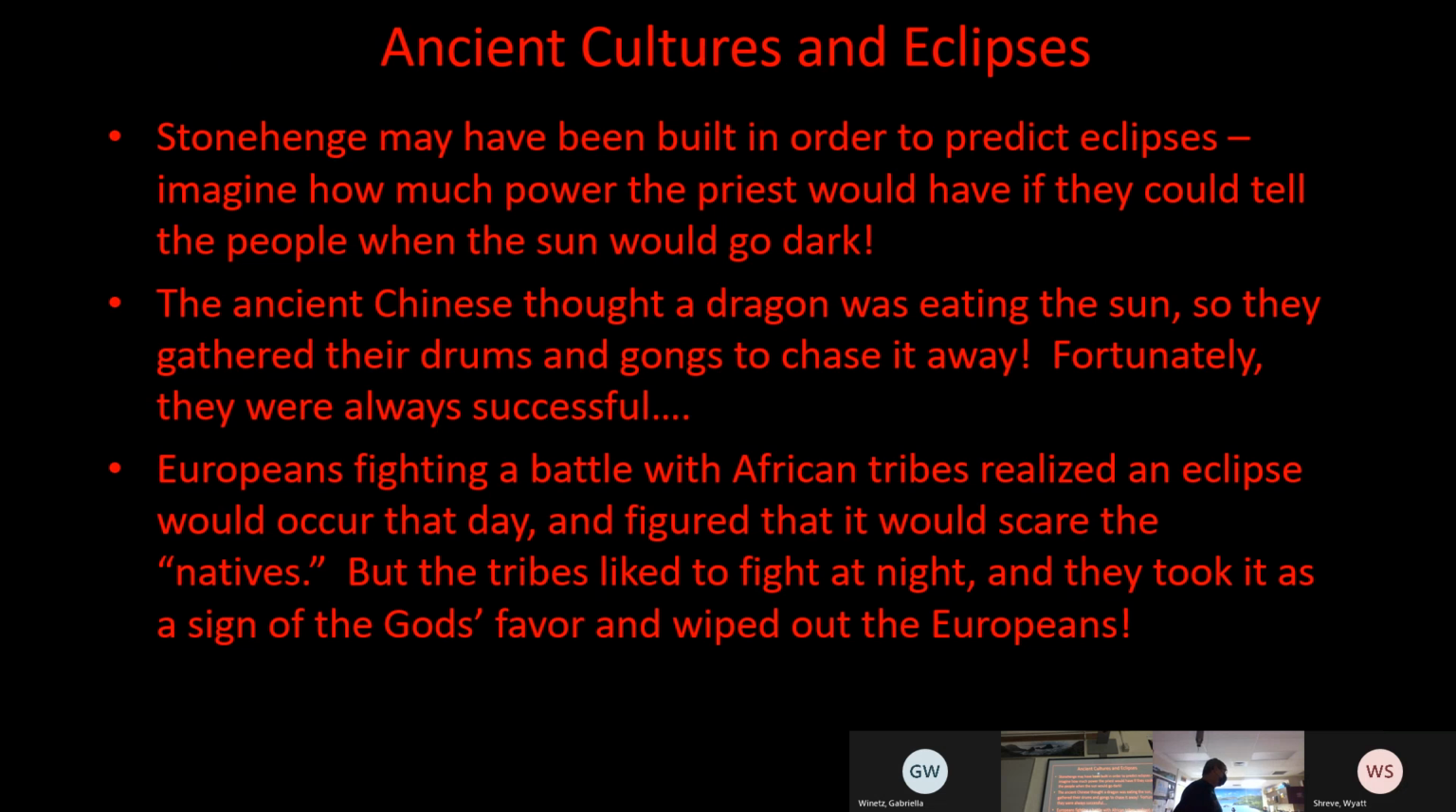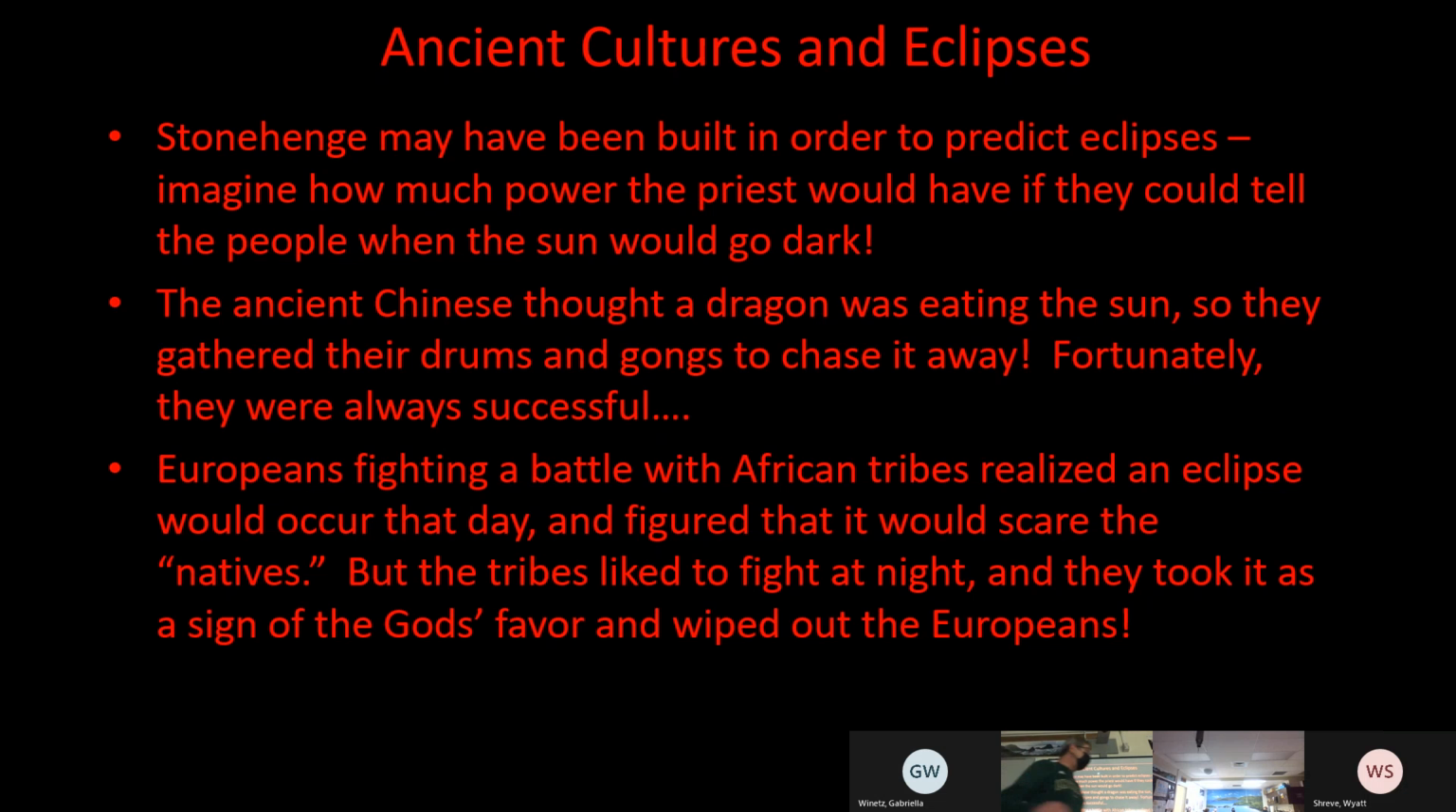So ancient cultures had a variety of beliefs about eclipses. We already talked about how Stonehenge might have been built to predict eclipses. If that's true, imagine how much power you'd have if you were the priest that was going to say, oh, the sun is going to go dark tomorrow, right? Wouldn't that give you a bunch of power over people?